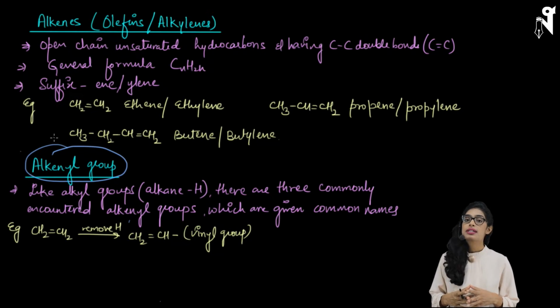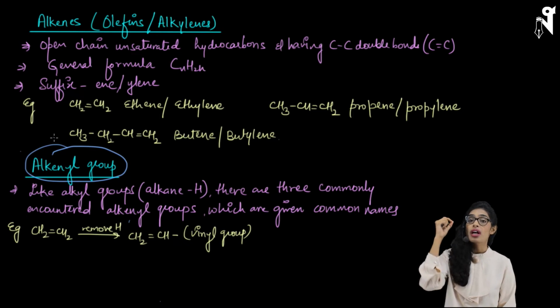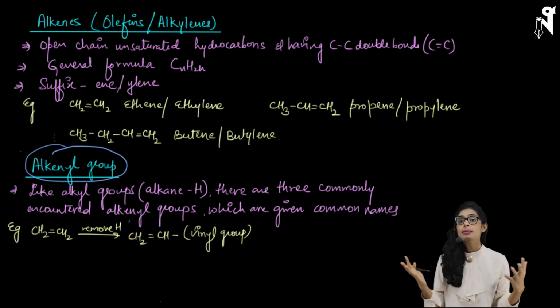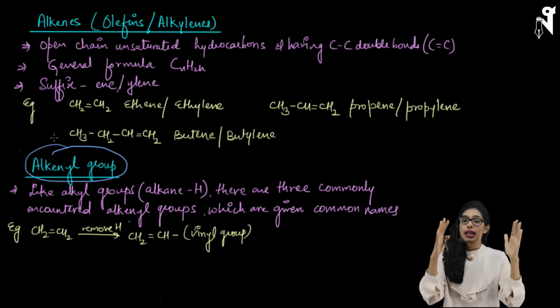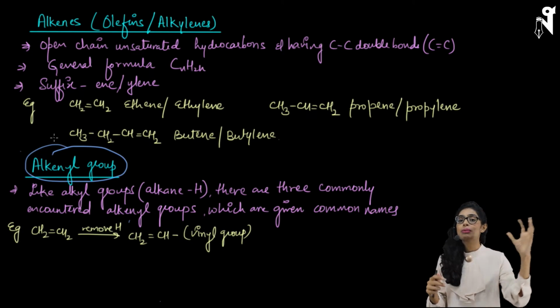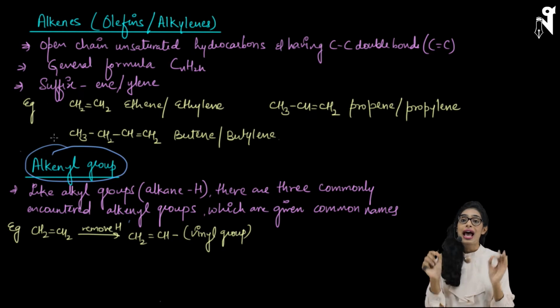Now the alkenyl group is similar to the alkyl group. If you remember, what we had done in the alkyl group is that from the alkane chain, from one carbon, if you remove one hydrogen, and in the place of that hydrogen some other group is attached, then that chain is called an alkyl group. Similarly, from an alkene, from whatever carbons are there, if I remove one hydrogen and then substitute it with some other group, or some other group fulfills the valency of that carbon, then that is called an alkenyl group.